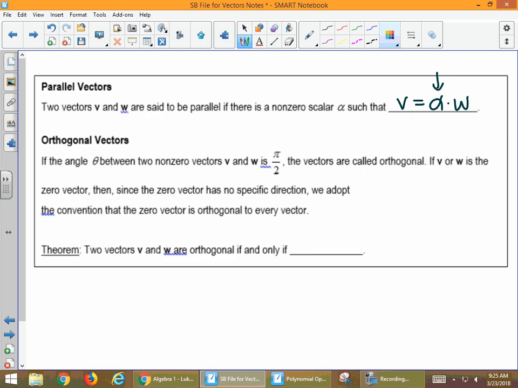Orthogonal: two vectors are orthogonal if the angle between them is pi over 2. Pi over 2 is 90. So orthogonal is just the vector word for perpendicular. Again, our goal in this unit is just a toe dip into how vectors are used in upper level mathematics. So I'm trying to get you all the operations that you'll need for later. One of the things is that orthogonal means perpendicular. Two vectors are orthogonal if and only if their dot product is 0.